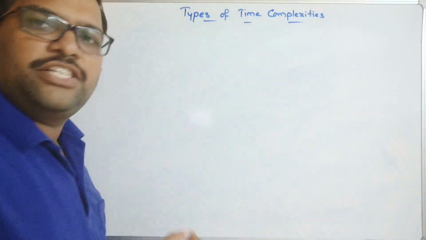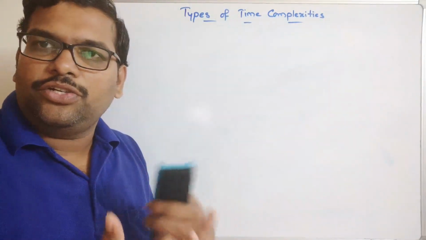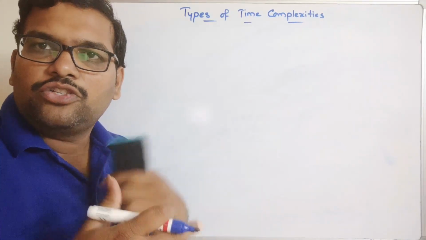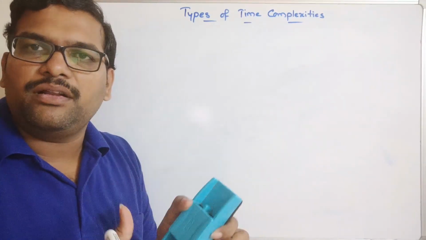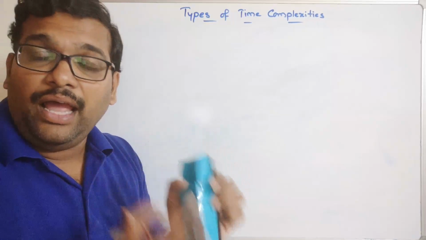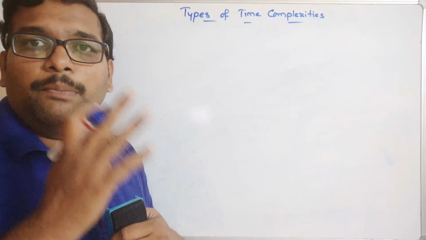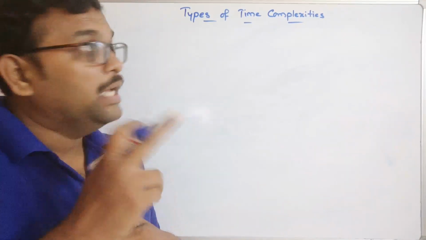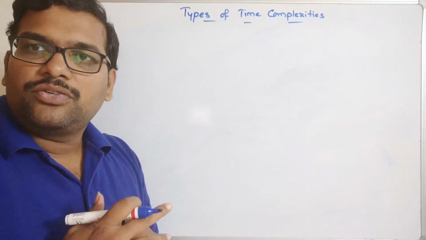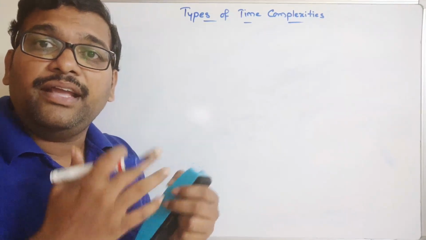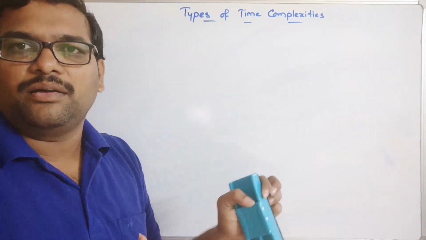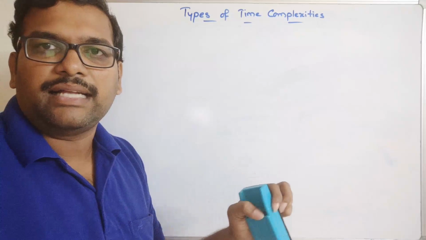So in our previous session we have discussed the introduction to analysis of algorithms. In that we have seen the two parameters, that is time complexity and space complexity, are the two parameters to evaluate the performance of an algorithm. So time complexity means how much time it takes to execute the algorithm or a problem or a task.